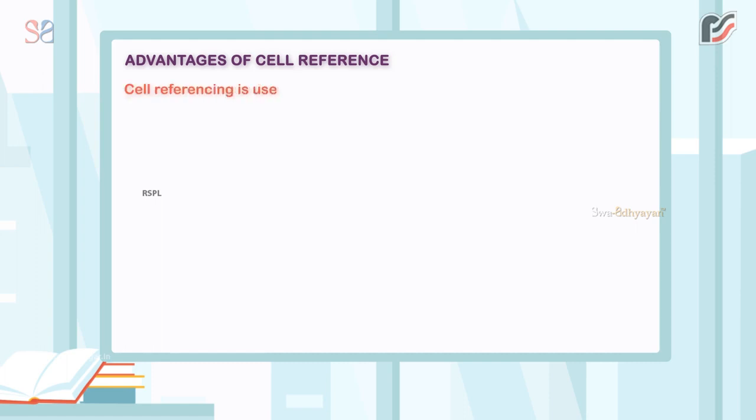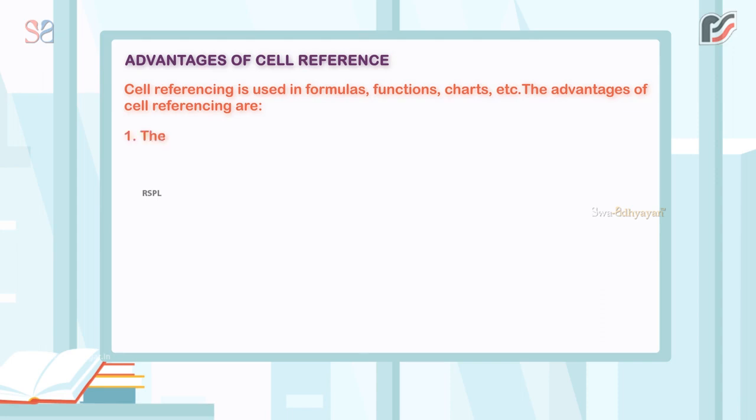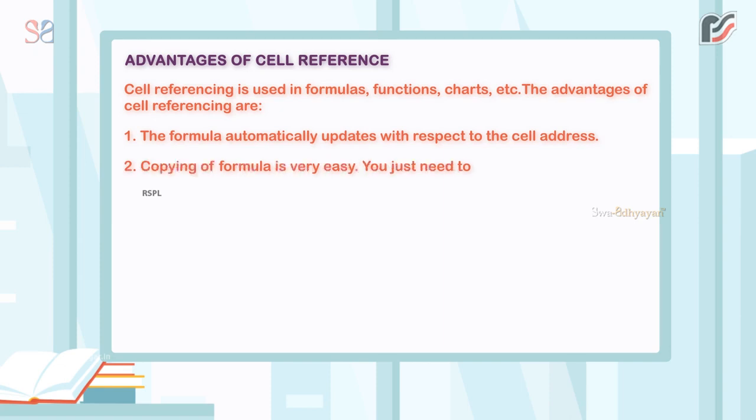Cell referencing is used in formulas, functions, charts, etc. The advantages of cell referencing are that, firstly, the formula automatically updates with respect to the cell address. Secondly, copying the formula is very easy. You just need to drag the cursor for copying a formula. Isn't that easy? Let's now look at all three types in more detail, starting with relative reference.